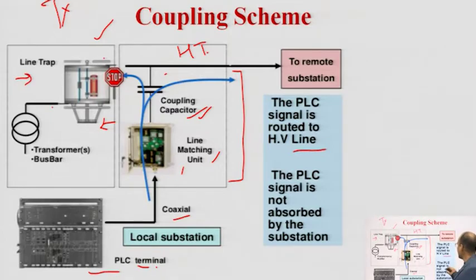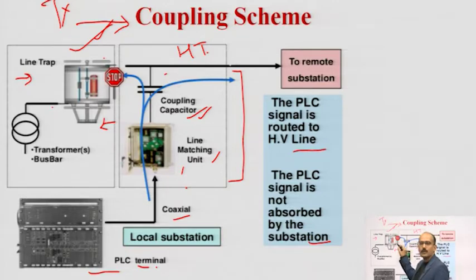Similarly, the PLCC signal is not absorbed by the substation by using this line trap. Actually, this line trap is creating a one way. In that one way, only the high tension, high voltage signal is coming in this line, and this particular PLCC signal can be stopped by going in this particular area. So, this is basically about the coupling scheme.